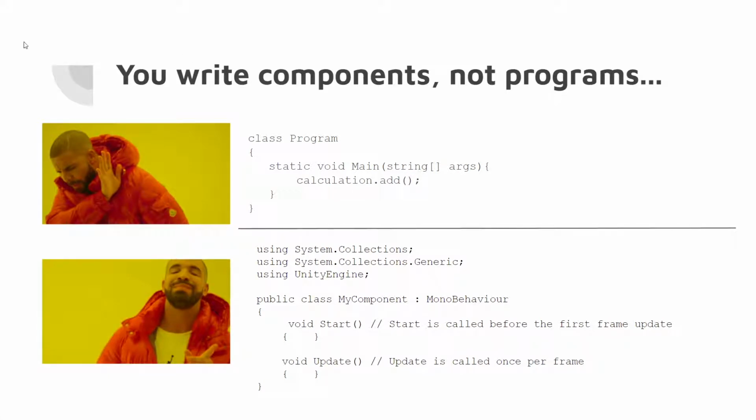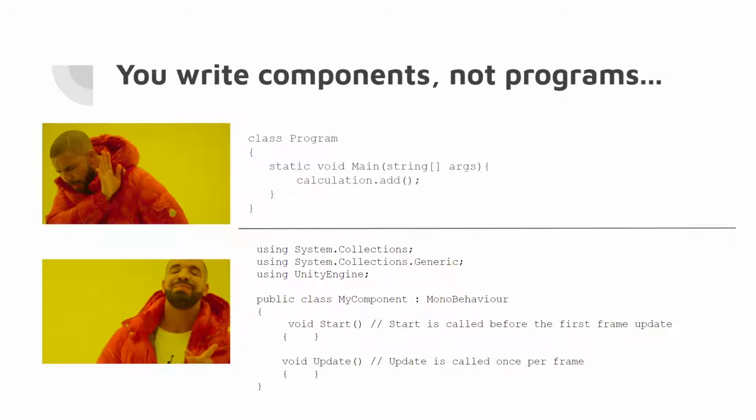Now, first off, one of the big things when we're writing in C# for Unity is that we're not writing programs, we are writing components. And that is also largely one of these issues of scripting versus programming, right?